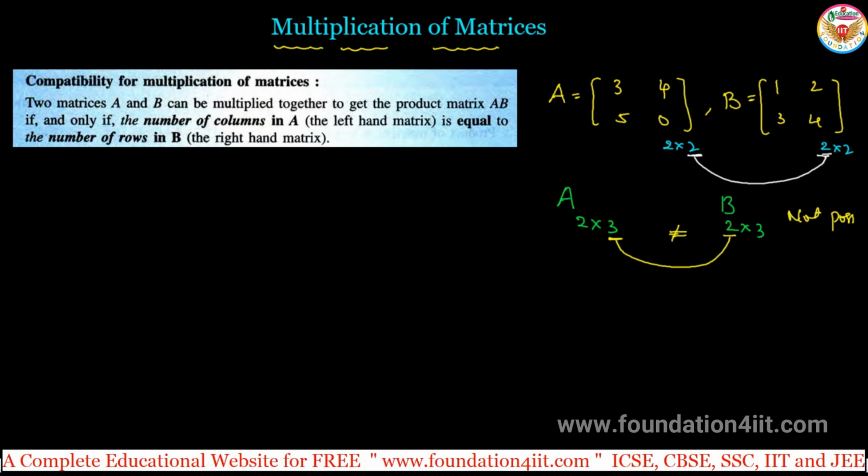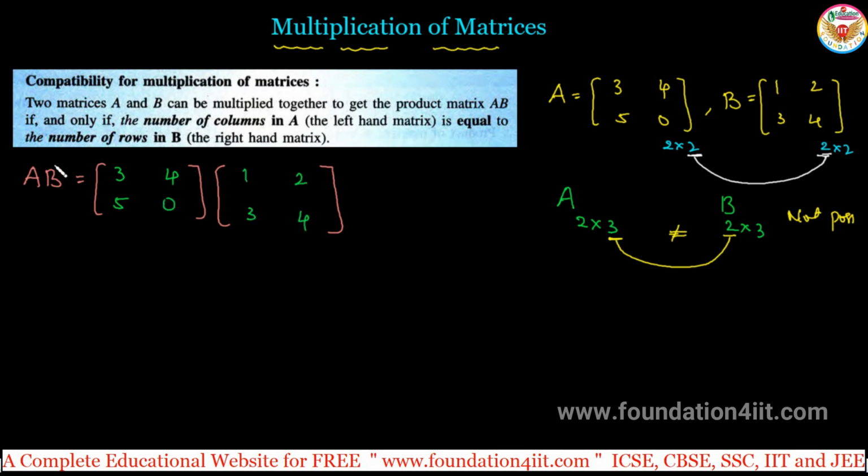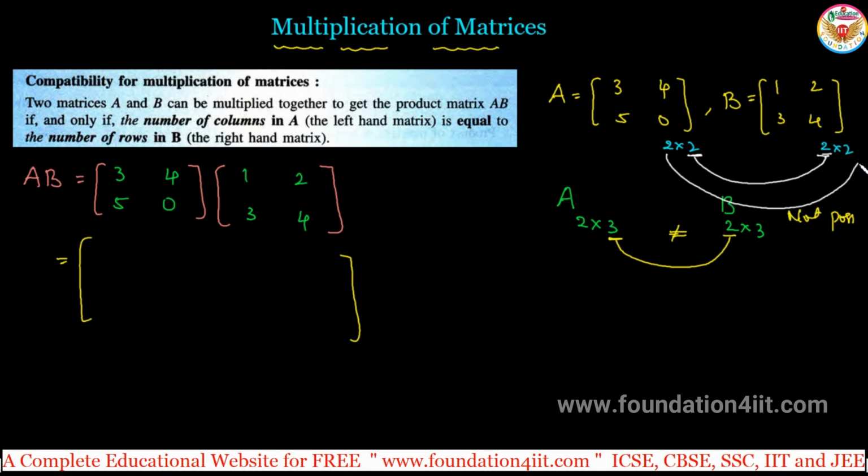In this type of example, matrix multiplication is not possible. First, let us see how to multiply the matrix, then you can see whether this rule holds or not. Now let us take AB. Matrix A should multiply with matrix B. A is 3, 4, 5, 0. Matrix B is 1, 2, 3, 4. The result will come 2 by 2, since this is 2 rows and 2 columns.